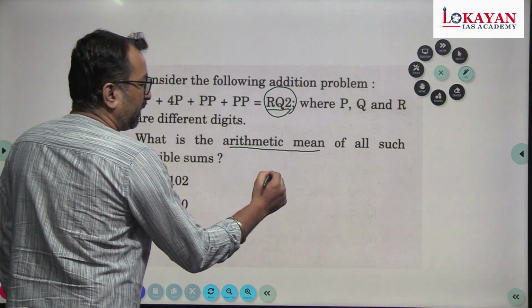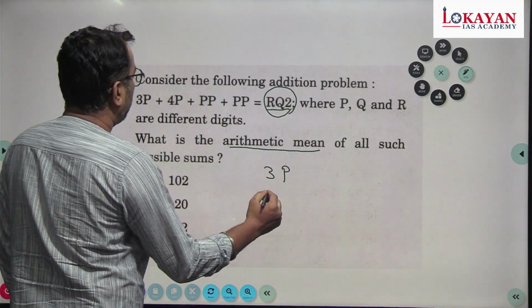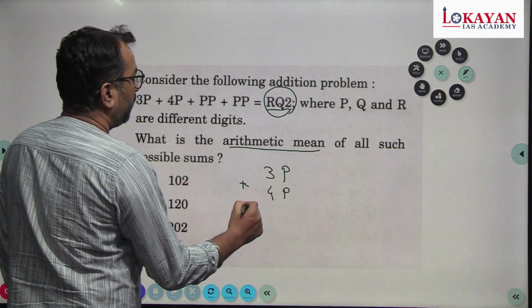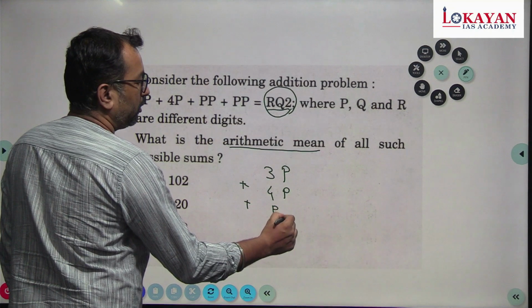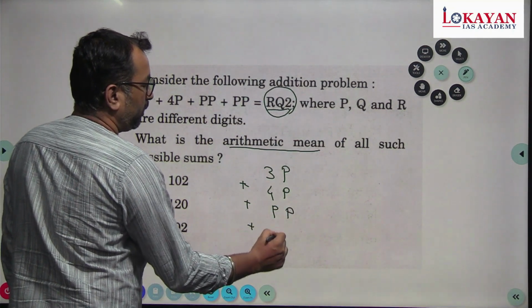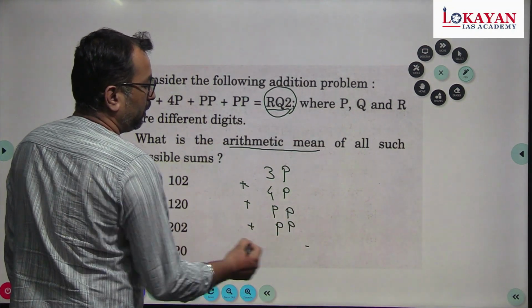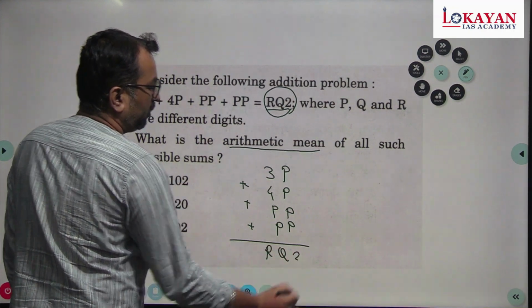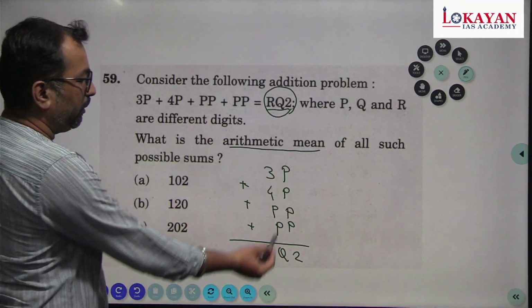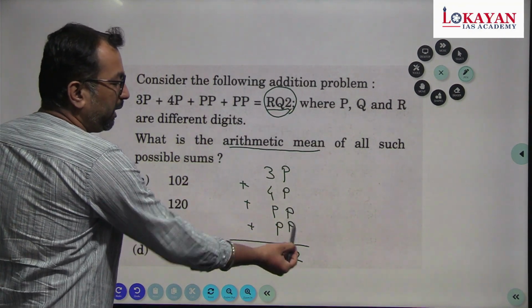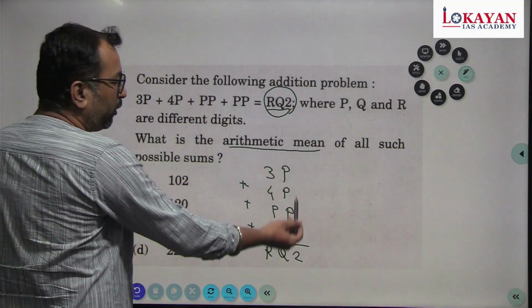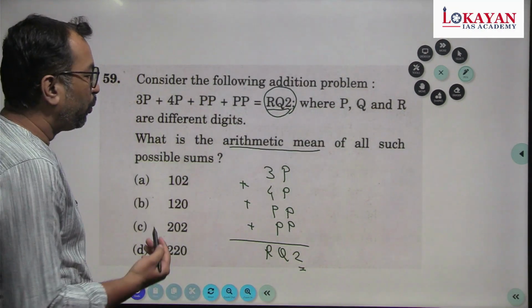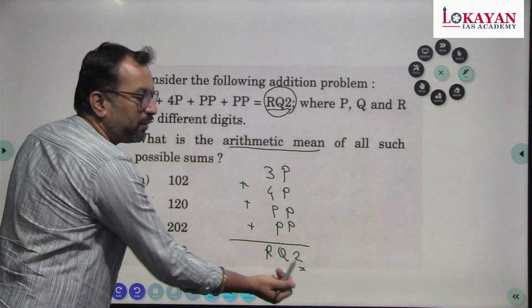Let's write this down in vertical form. 3p plus 4p plus pp plus pp is equal to rq2. Now see, the unit place is p everywhere, and after adding the unit place we are getting 2 at the unit place of the sum. So what could be p so that at the unit place I get 2?